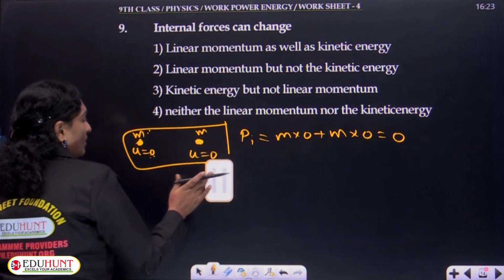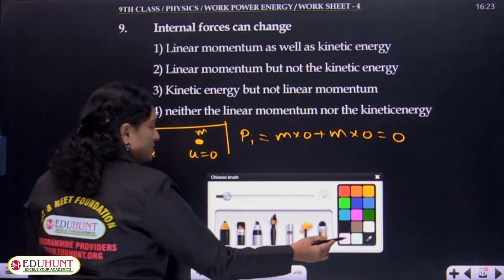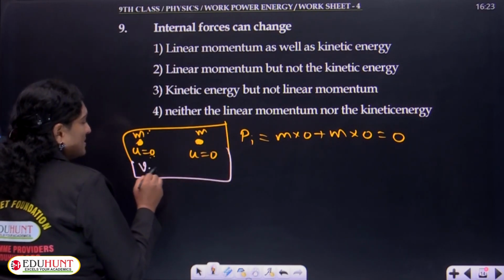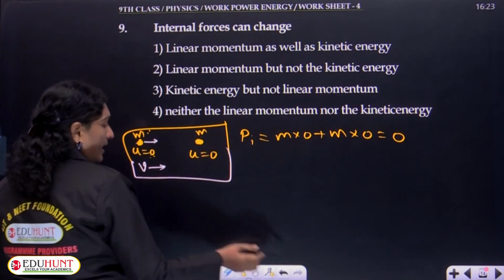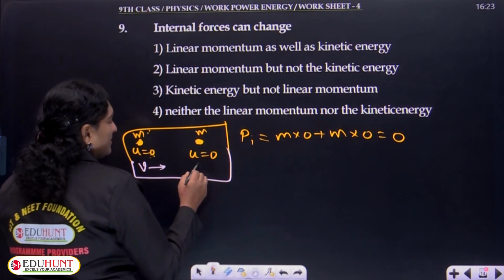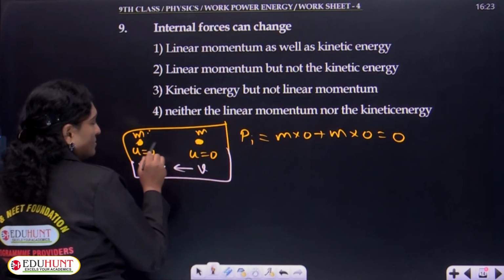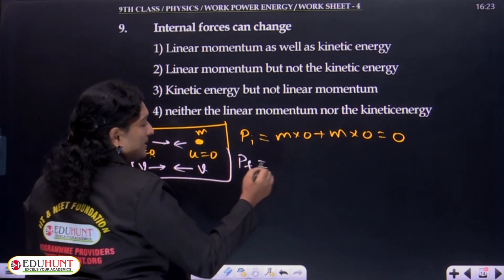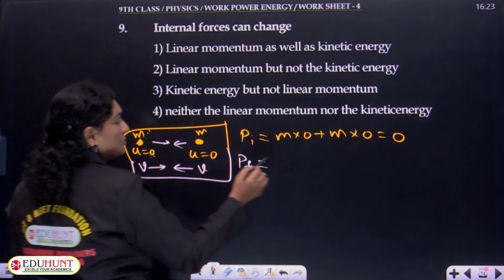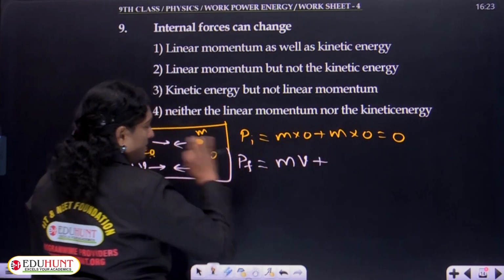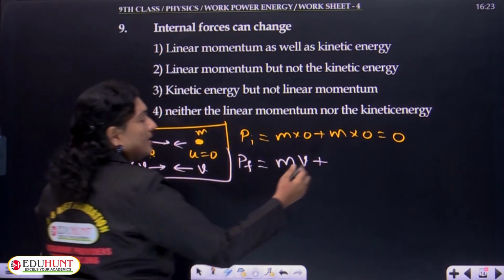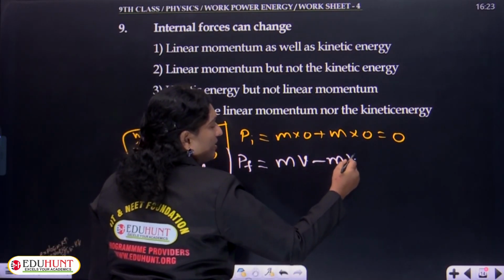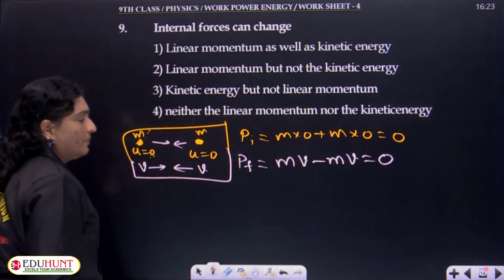Now, later on, let us consider that these two bodies are moving with some velocity. One is moving with velocity v in the forward direction, and the other is also moving with velocity v in the backward direction. So both are moving in opposite directions. In this case, the final momentum of the system can be written as mass into velocity in the positive direction, and again mass into velocity in the backward direction. So this is again 0.